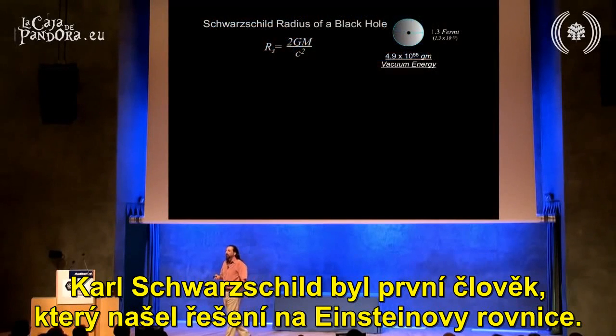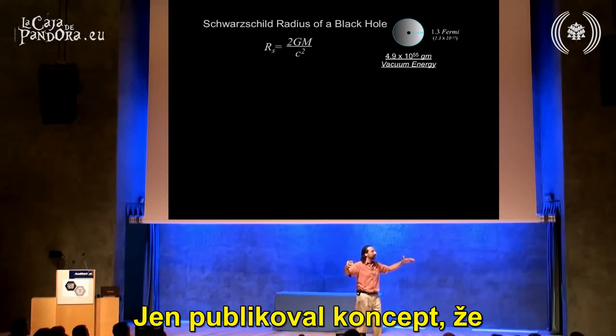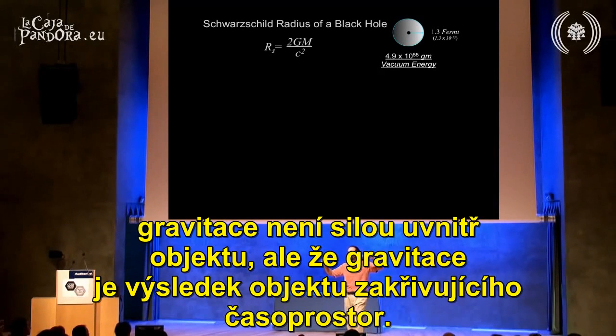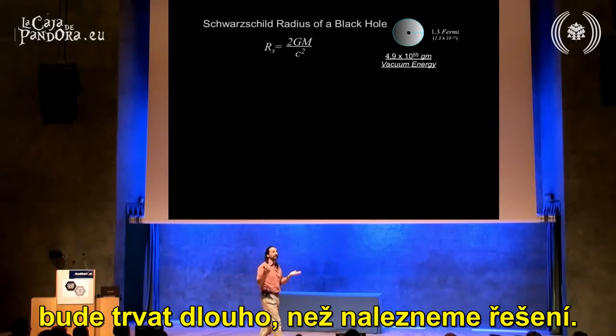Carl Schwarzschild was the first man to find a solution to Einstein's equation. When Einstein published general relativity, he didn't solve it. He just published the concept. The concept that gravity is not a force inside an object, but that gravity is the result of an object distorting or curving space-time. And when he published it, he thought, the equations are complex. It's going to take a long time before we find a solution.